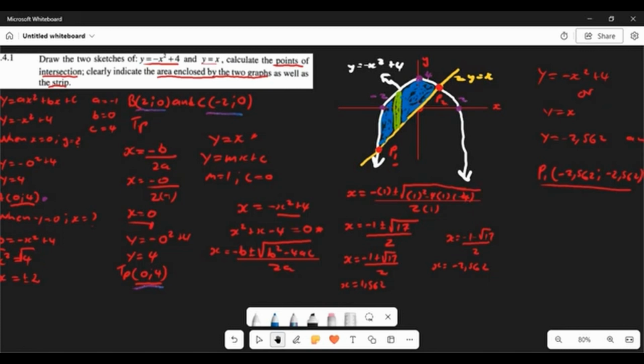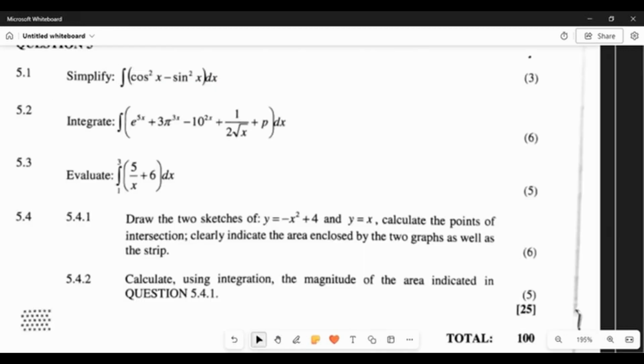Alright guys, we are done with 5.4.1. We are going to do 5.4.2, but here's what you need to know. 5.4.2 is a continuation of 5.4.1, so you need to understand that this graph here, we're going to keep it, and also the intercepts. Alright guys, let's look at 5.4.2. Remember, I did mention that 5.4.2 is a continuation of 5.4.1. Just in case you're about to watch this question, make sure that you've watched 5.4.1, because you won't understand anything that has to do with this question if you did not watch that one.